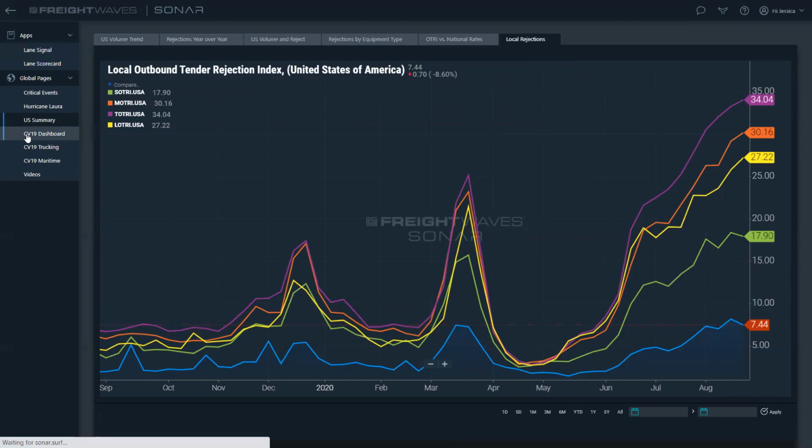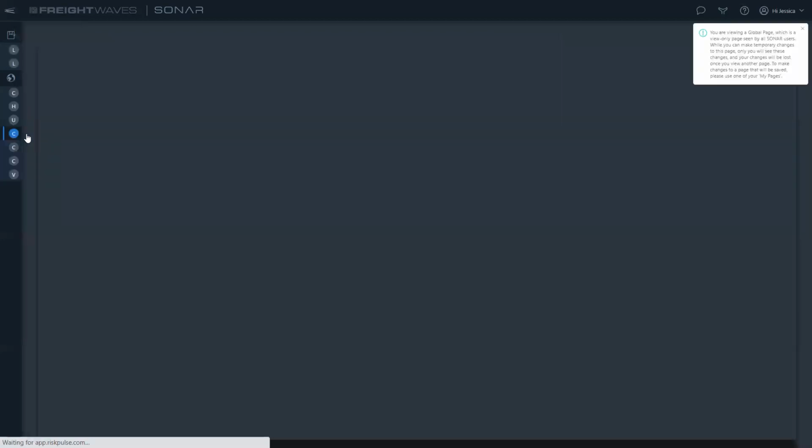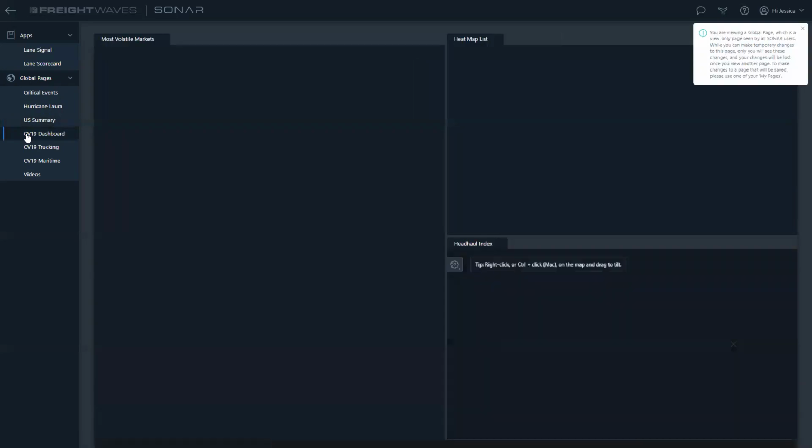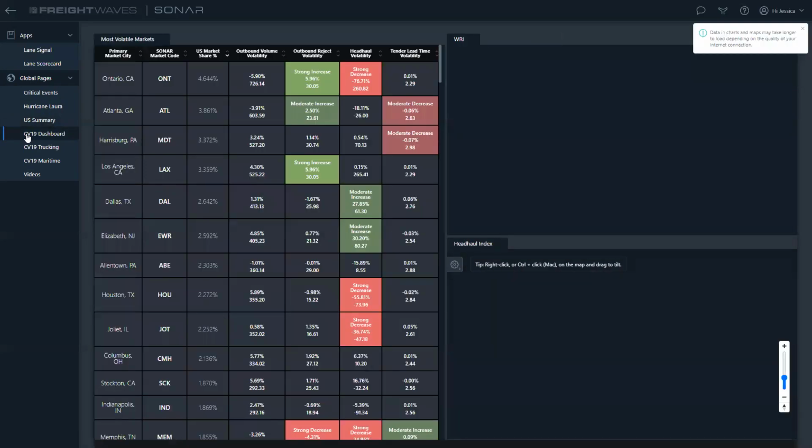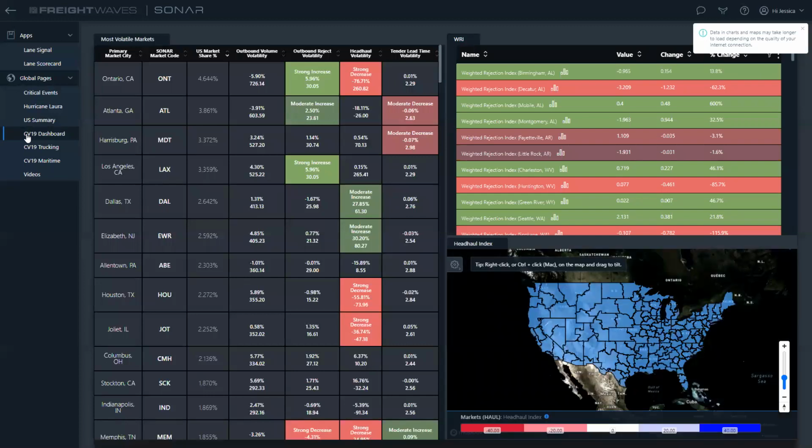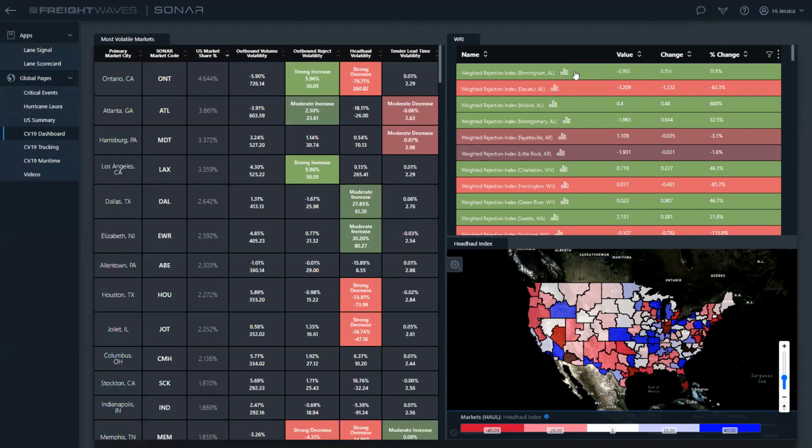The next one is our CV19 dashboard, and I'm going to hit these a little bit quick because a lot of it is the same type of information. We have our volatility widget on the left for all markets, not just the ones that are impacted by the hurricane. We have the weighted rejection index. What this does is it takes into account how big a market is for its rejections. So if you sort this by highest number, you can see that Ontario, California is a large market. They also have high rejections, which is why they have a high WRI. So it takes into account market size.